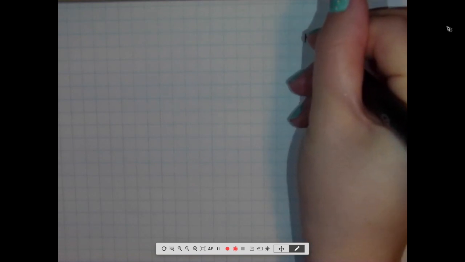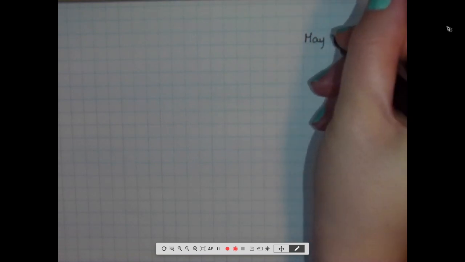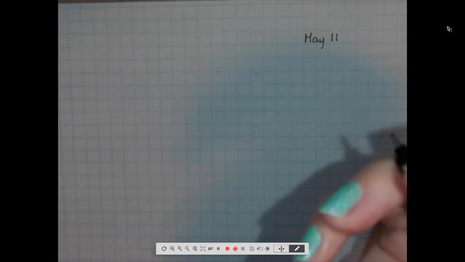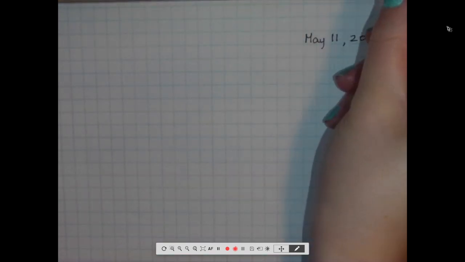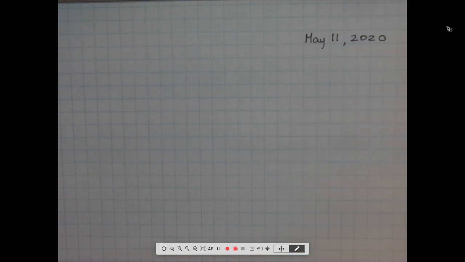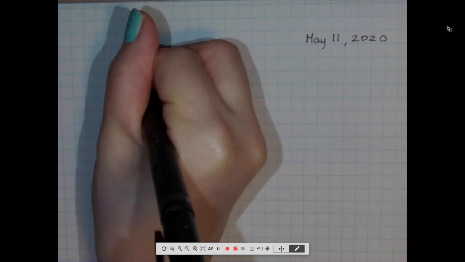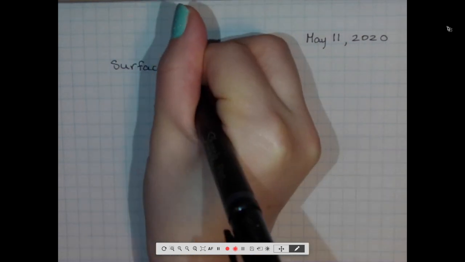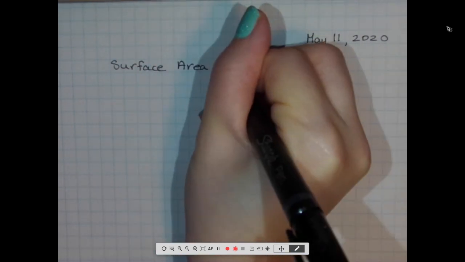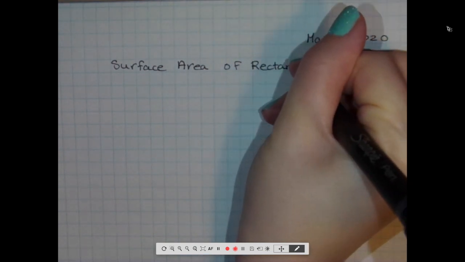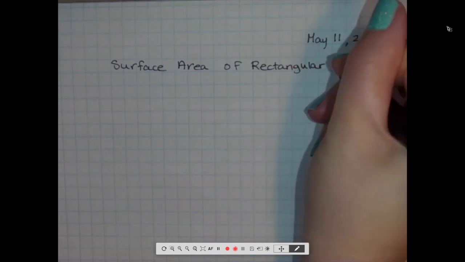So today, or at least the original day this is posted, May 11th, 2020, we are looking at surface area of rectangular prisms.